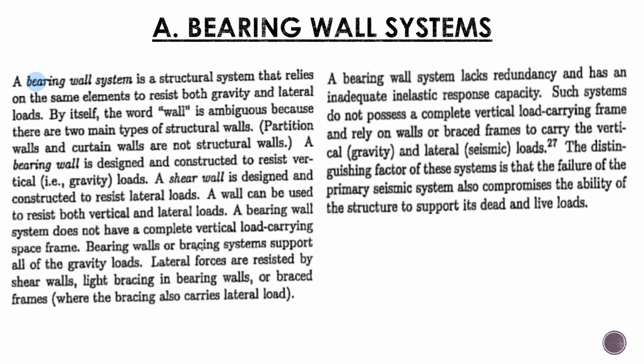A bearing wall system is a structural system that relies on the same elements to resist both gravity and lateral loads. By itself, the word wall is ambiguous because there are two main types of walls, partition walls and curtain walls, and these are not structural walls. They do not resist loadings. Partition lang gud, for partition purposes.